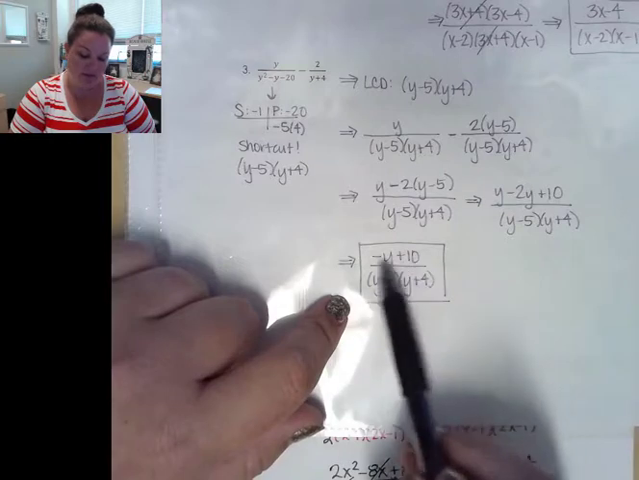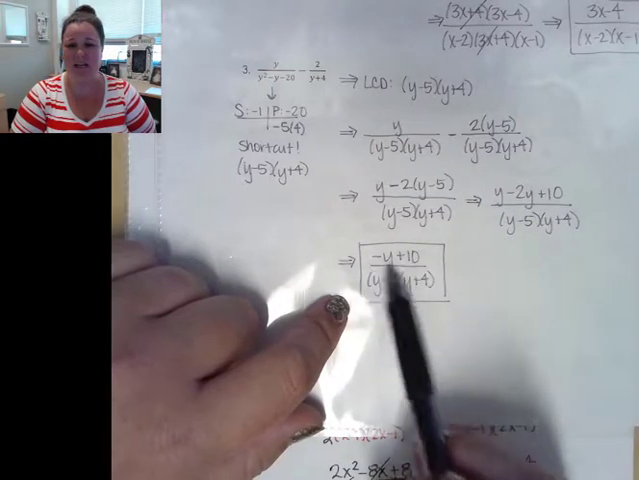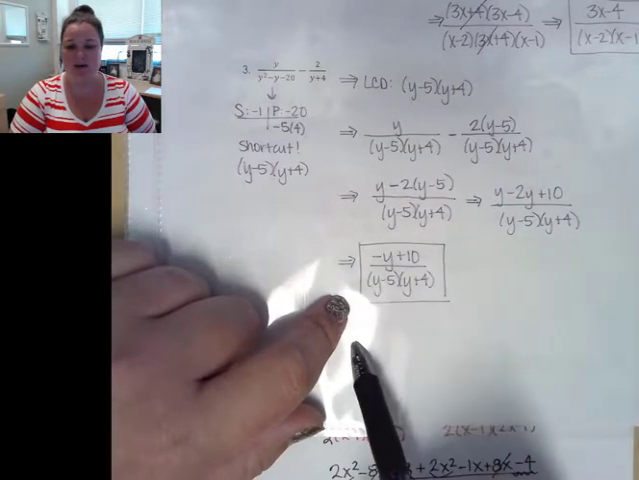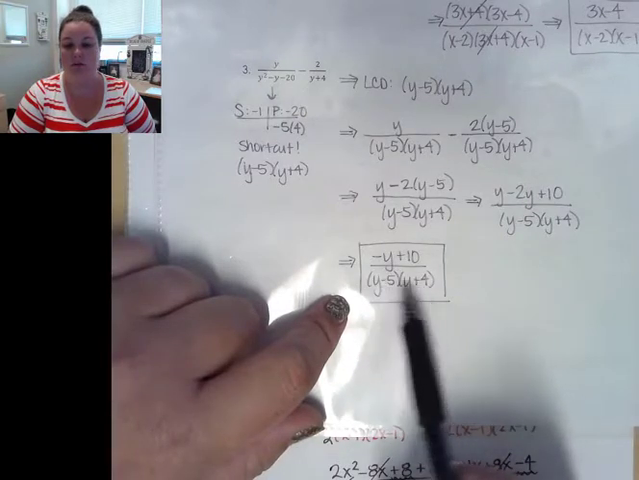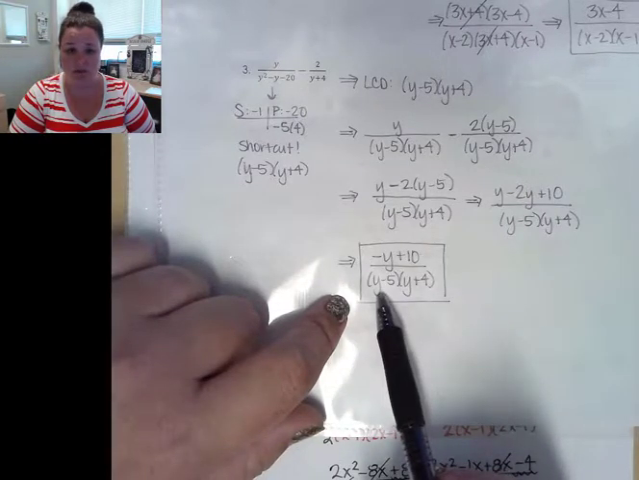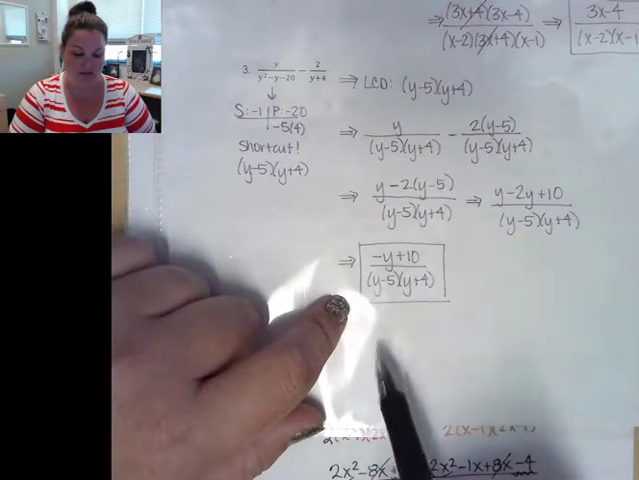And this one doesn't factor, right? On top, the only thing I could do is take out a negative 1, and that doesn't help me, because even if I take out a negative 1, it's not going to cancel with any factors in the denominator. So I'm just going to leave it like this.